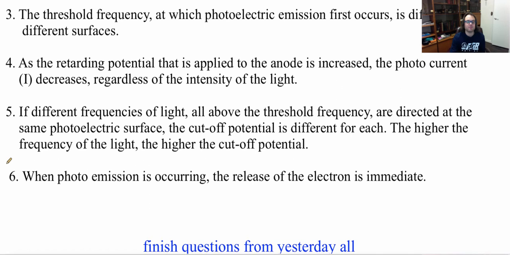And then lastly, when photoemission is occurring, the release of the electron is immediate.